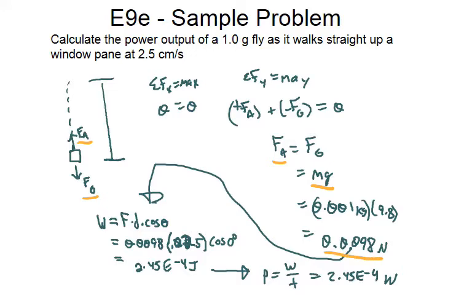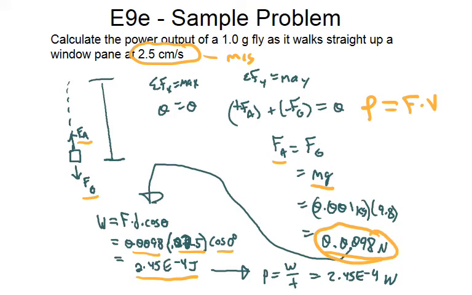For the work, you could have solved for it: you've got the force going up, you've got the displacement going up, and the cosine of 0. So this is how many joules of work it is going up, and we have a certain amount of time. Now the other way to do this would be to take power equals force times velocity. We know the speed in centimeters per second, which we can convert to meters per second. We have the force, which is this force here, and you'll end up getting the same value.